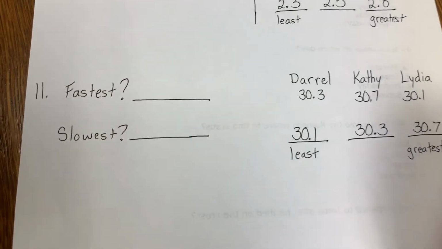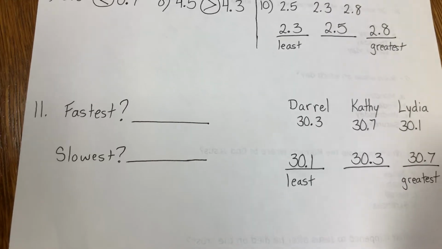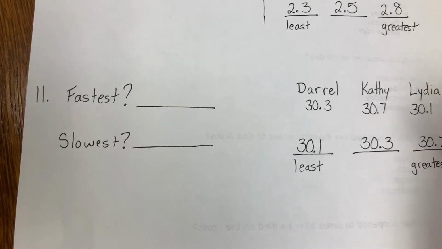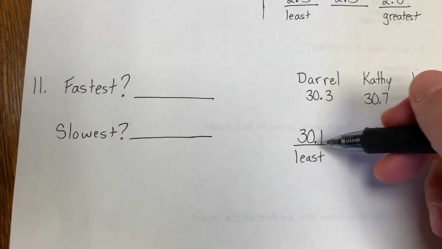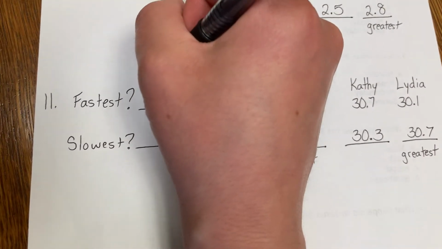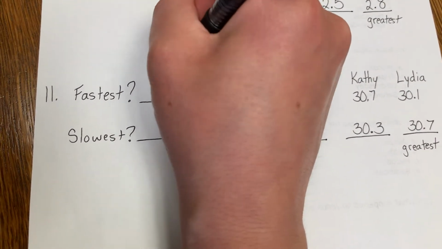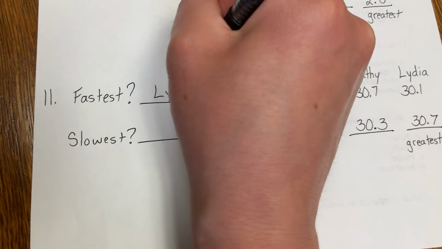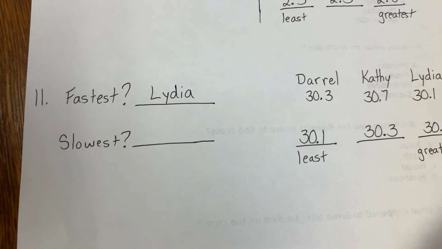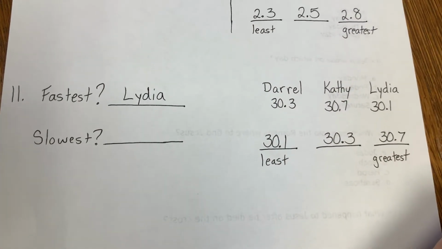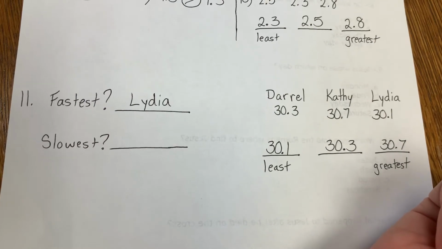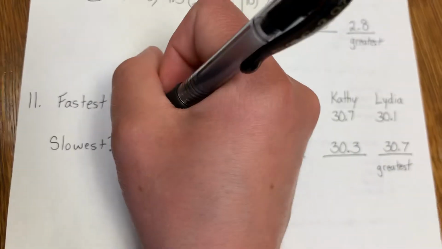Okay, so using that information, who was the fastest? The person with the least amount of time would be the fastest. So it would be Lydia. And who was the slowest? The person with the most time would be the slowest, which was Kathy.